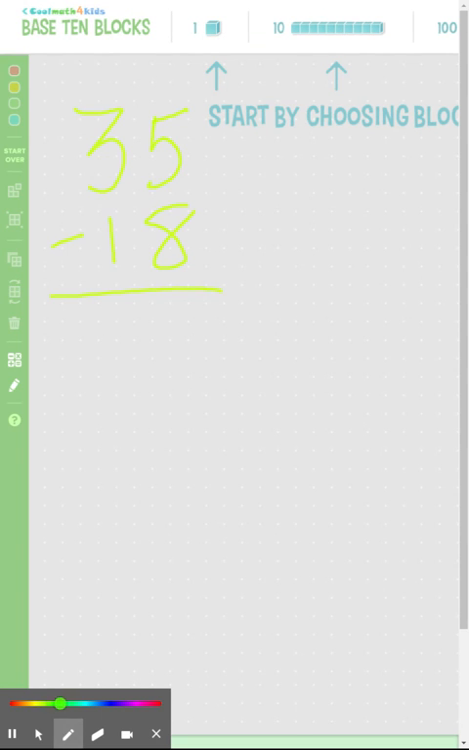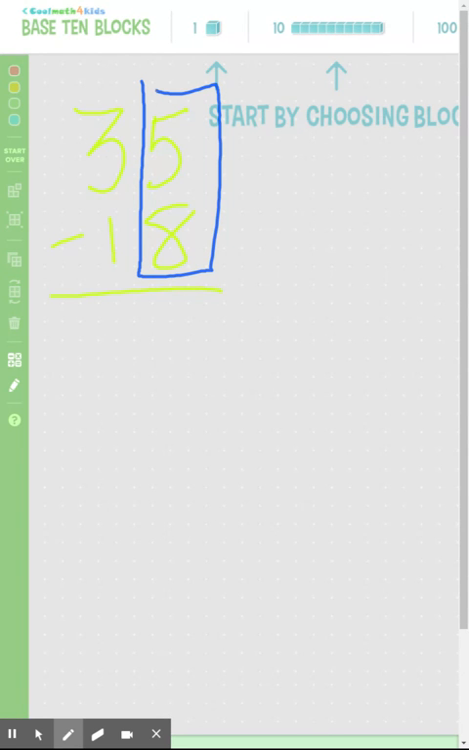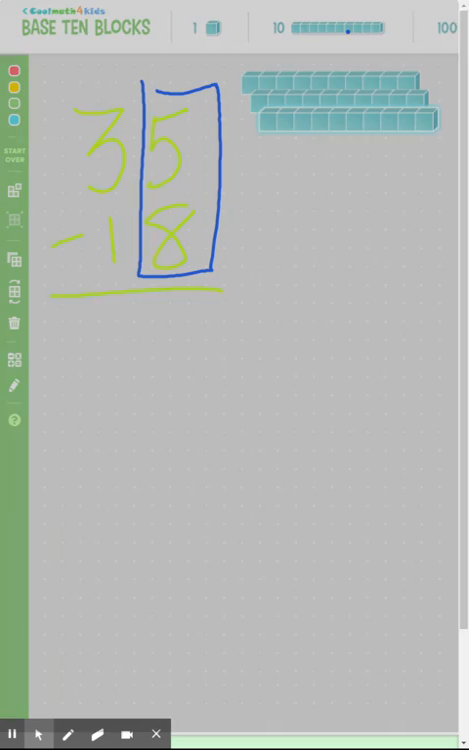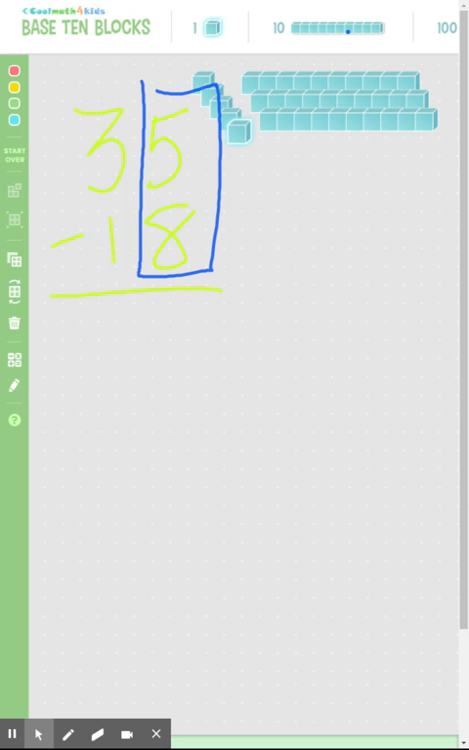So then we're going to look at the ones column always, and we have 5 take away 8. Well, if you put 5 fingers up, you can't take away 8 fingers, can you? But we know 35 is greater than 18, so we have to figure out a way to solve this, and you might have watched the video already. So let's get our 35 blocks out. So 3 groups of 10 to show 30, and 1, 2, 3, 4, 5 ones.